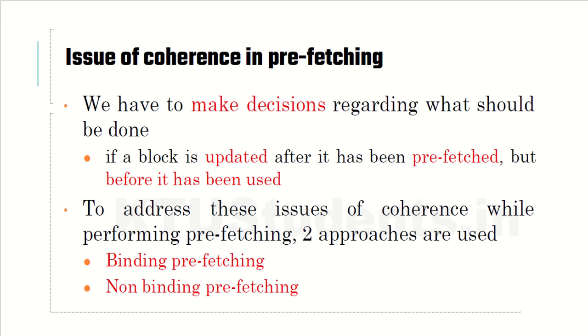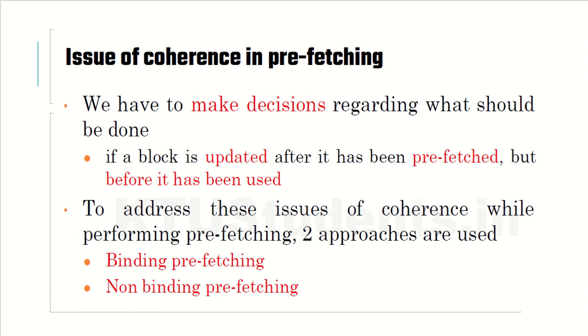The second method is about the coherent caches. But before that, we have to know what the issue of coherence in prefetching is. When we are doing prefetching, we have to make decisions regarding what should be done. If a particular memory location X is prefetched as data for an upcoming instruction and taken to the cache, but later, before this instruction is executed, the memory location X is modified, then that will result in a problem of inconsistency.